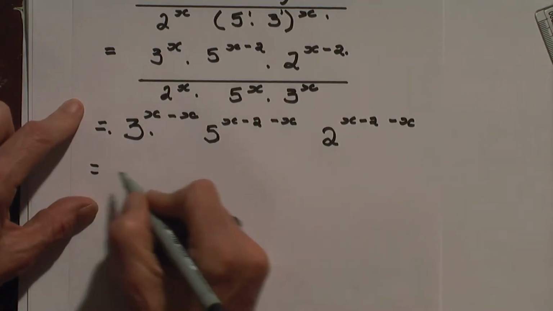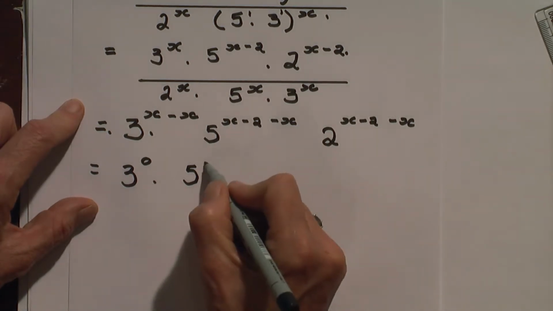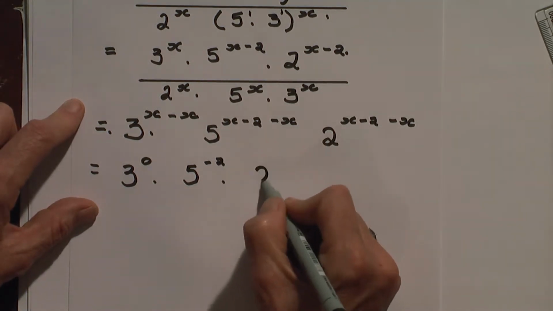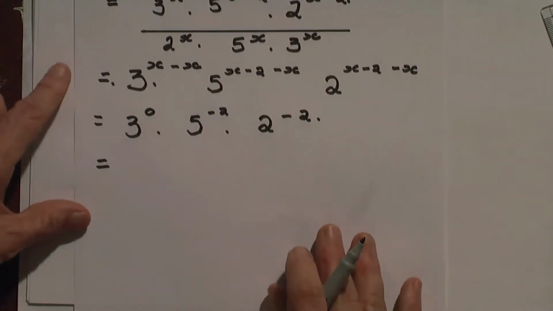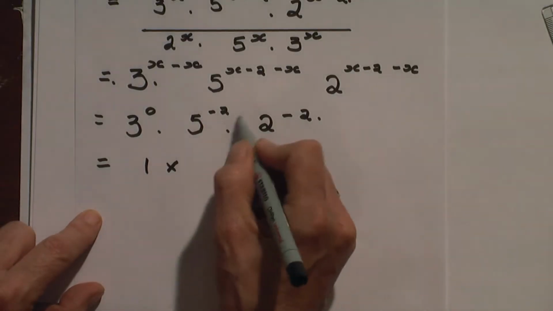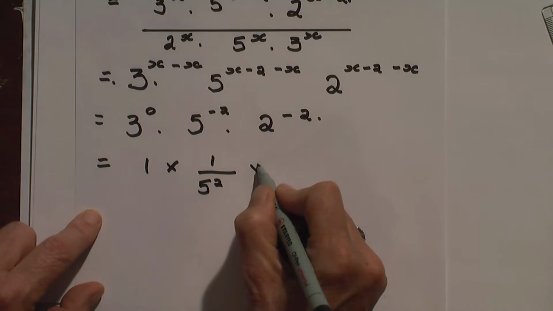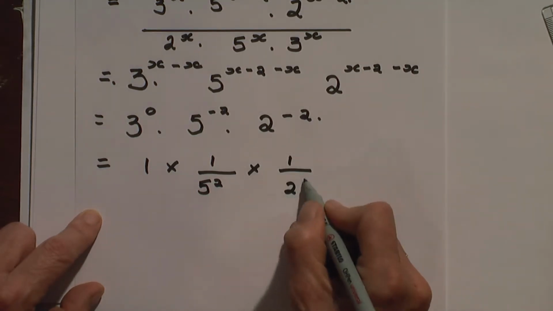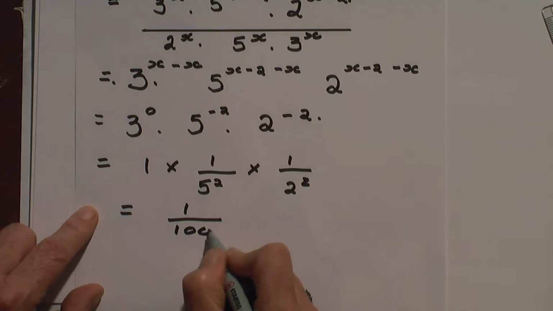Which gives me 3 to the 0 times 5, x minus x to the negative 2 times 2 to the negative 2. Now, we're looking at everything I said to you a little earlier on. 3 to the naught, 1, multiplied by 5 to the negative 2, 1 over 5 squared. 2 to the negative 2, 1 over 2 squared, which gives me 1 over 25 times 4 is 100. Right, happy. So that is exponents. That's the sort of question you might get in exponents using the rules.